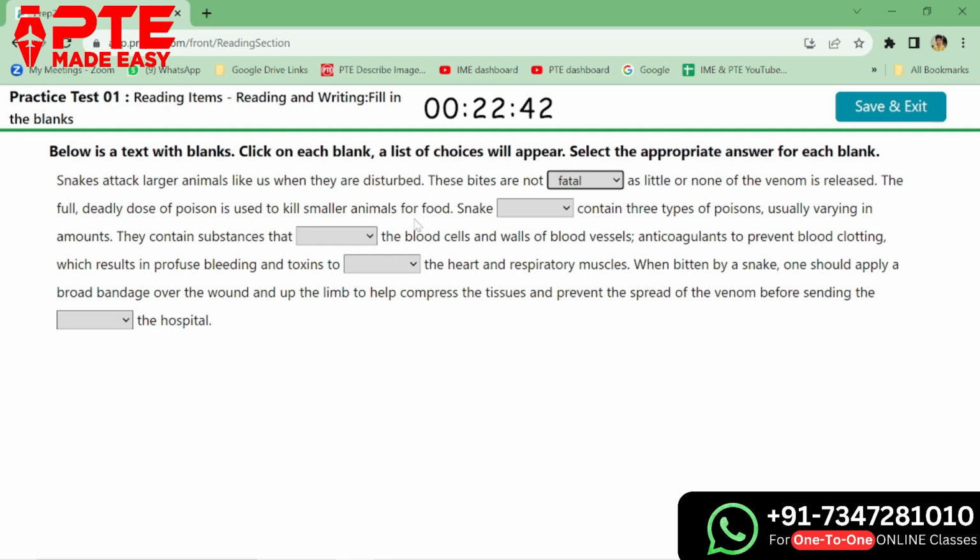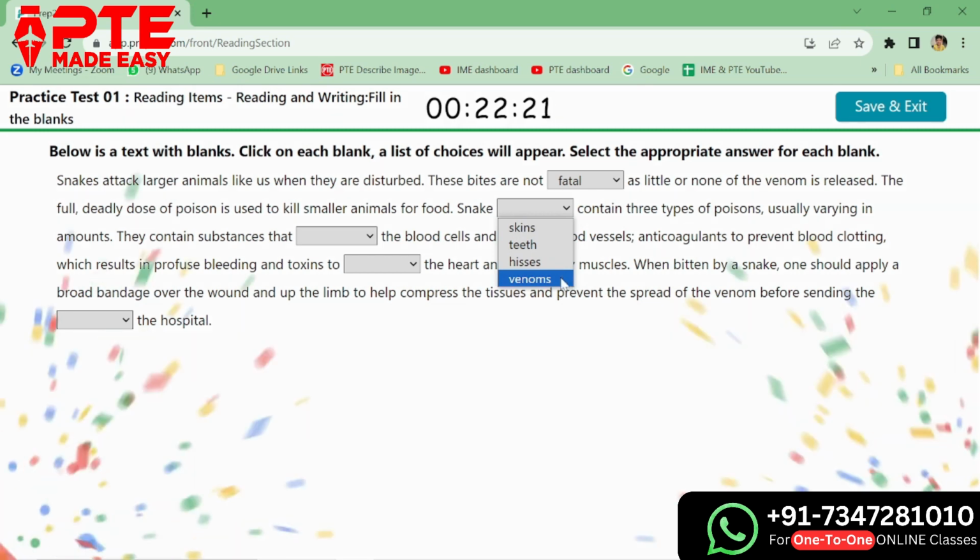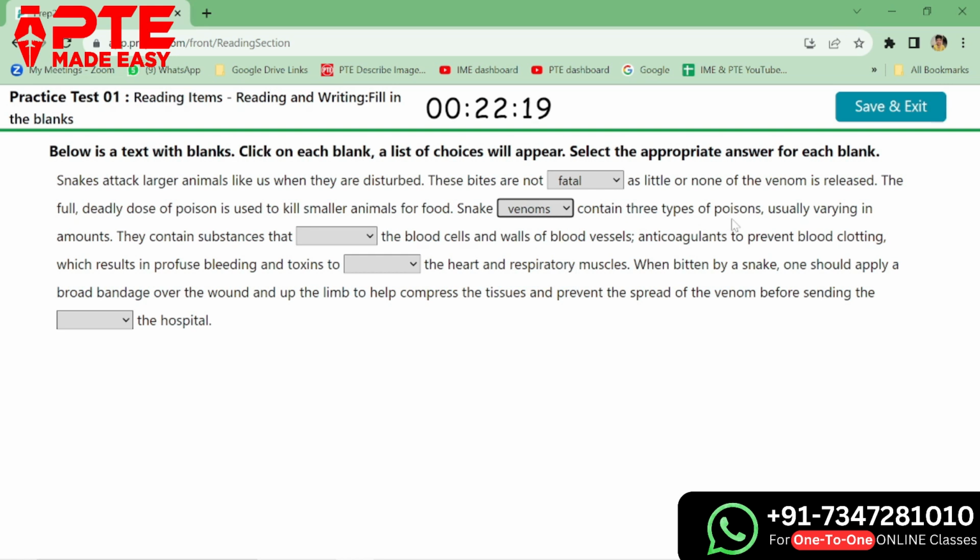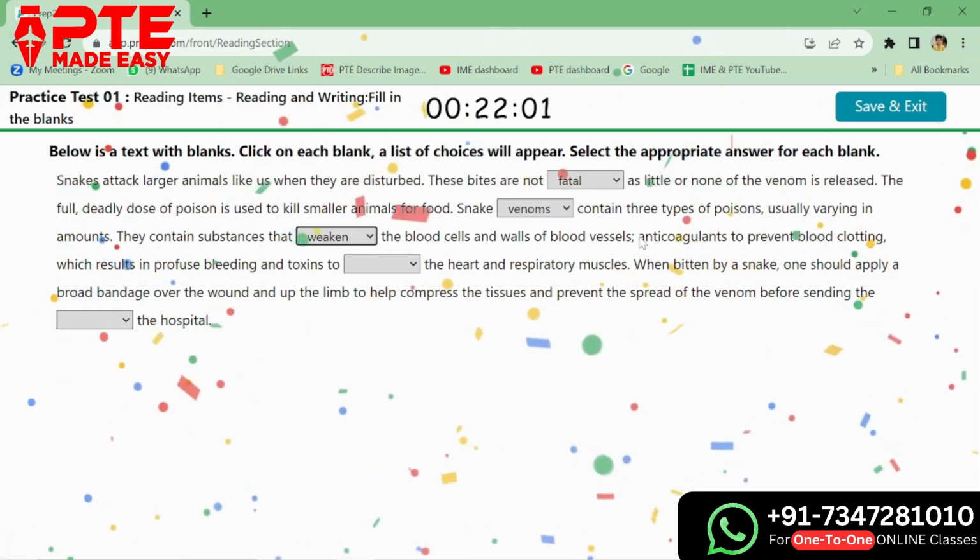Okay. Now, the full deadly dose of poison is used to kill smaller animals for food. Snake dash contain 3 types of poison. Okay, snake what? Snake dash contain. Okay, contain as in the verb is in singular form. So something plural. Skins, no. Venoms contain 3 types of poisons. So the answer is venoms. Usually varying in amounts. They contain substances that dash the blood cell. What? That weaken the blood cell. Deny cannot be the answer. Regulation cannot be the answer. Survive, no. Weaken the blood cell and walls of this.